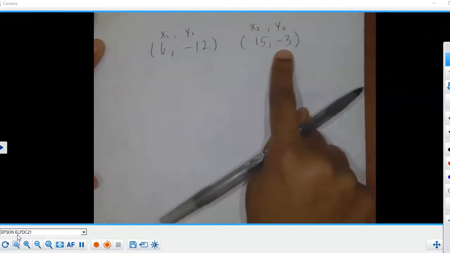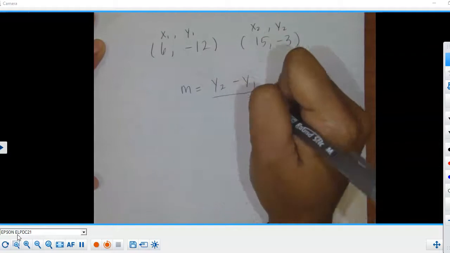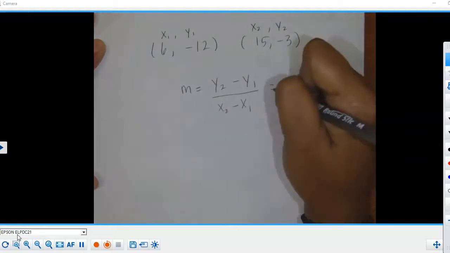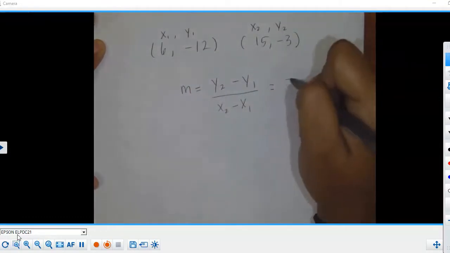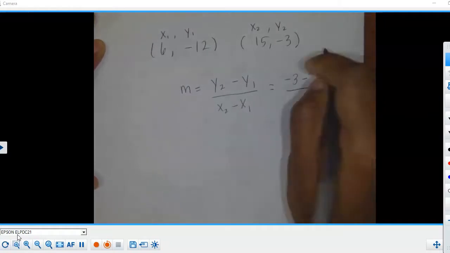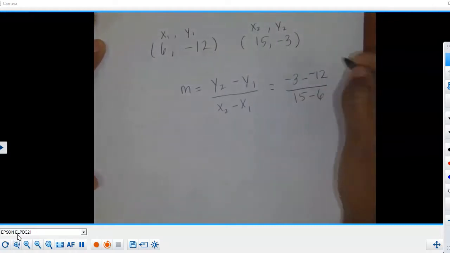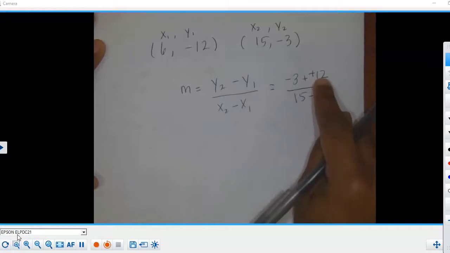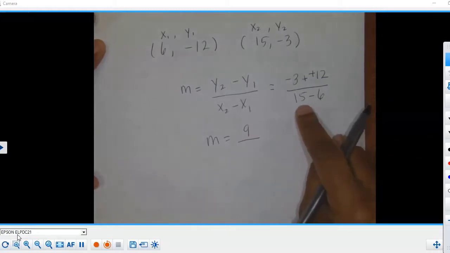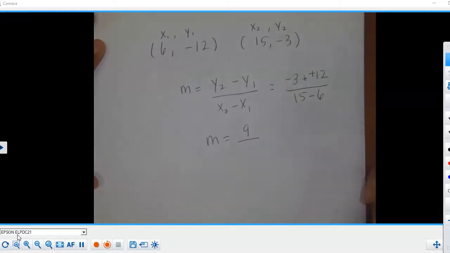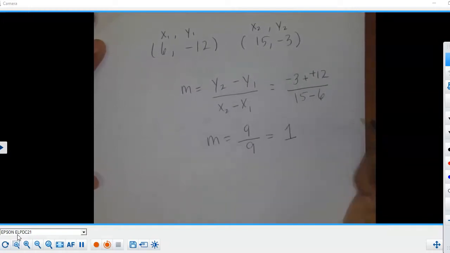I always make this one point 1 and this one point 2. Okay? Formula again, y2 minus y1 divided by x2 minus x1. So again, I used to use my fingers. Negative 3 minus negative 12. Negative 3 minus negative 12. 15 minus 6. Okay? So I'm going to change this to plus plus. And then 12 minus 3 is 9 over, and this also, I believe, is 9. Okay, be careful with your signs. So the answer is, slope is 1.